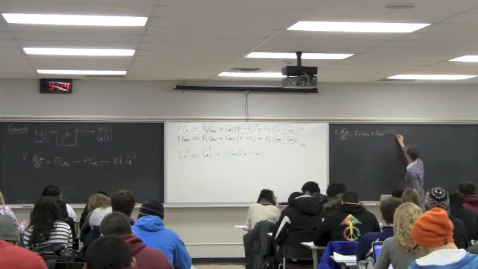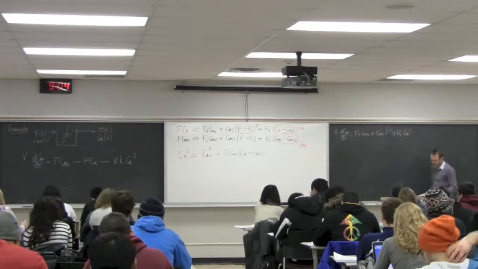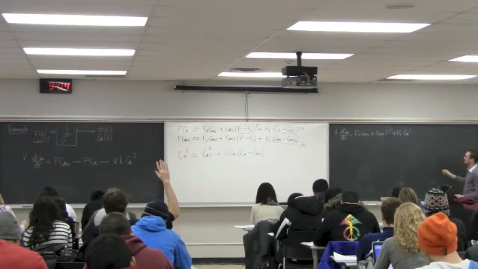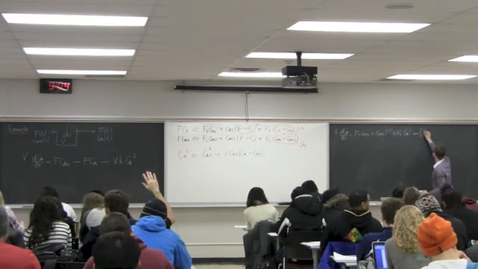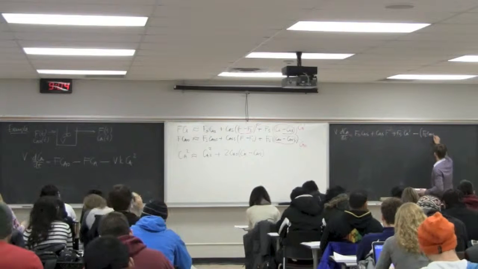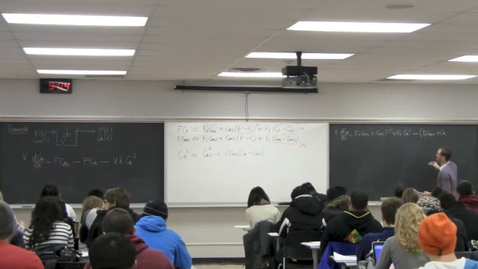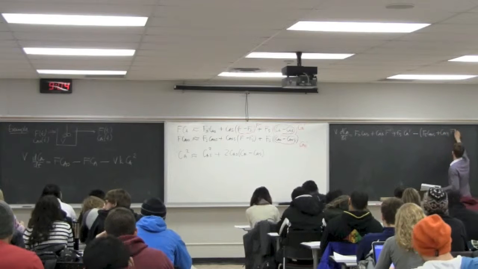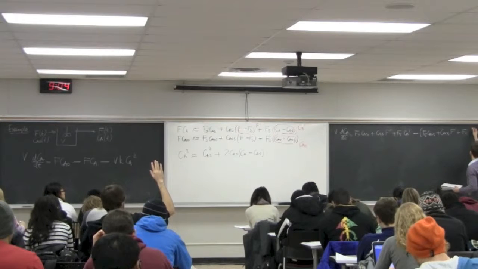So F dash plus Fs times CA dash. Next term, put a minus there in the bracket, is Fs times CA naught S plus CA naught S times F dash plus Fs times CA naught S.